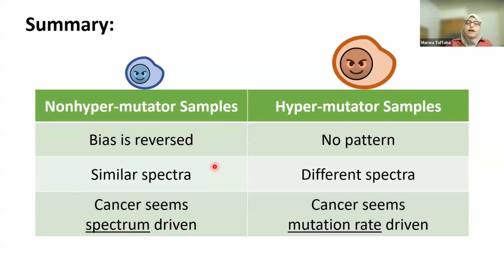So in summary, we have a bias reversal in non-hypermutator samples, but no such pattern exists in hypermutators. We have similar spectra, a kind of parallel evolution happening in non-hypermutators, but different spectra in hypermutators, which suggests that cancer is spectrum-driven in non-hypermutators, but hypermutators access driver mutations probably only because they have high mutation rates.